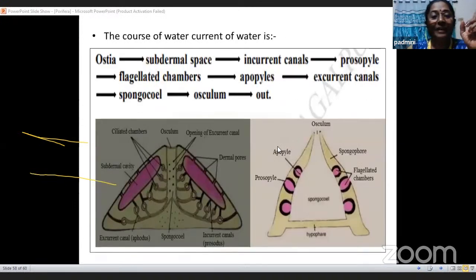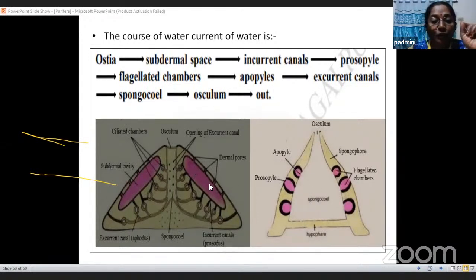Rhagon type, when you're doing the practicals, you will come across this type of canal system. This is also again in the leuconoid cycle only. What is special over here is they resemble a pyramid or triangle shape. Very simple structure. They have a base, the hypophare, which does not have any ostia. The ostia is only present on the body surface like this, and the water enters the ostia, goes through the flagellated chambers, and from the flagellated chamber into the apopyles, and from the apopyles to the spongocoel and the osculum.